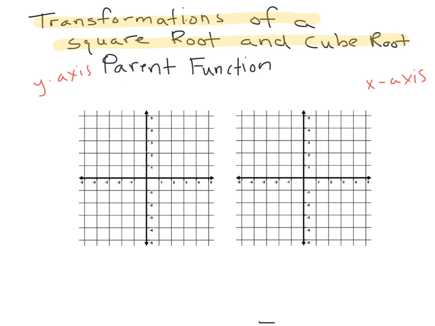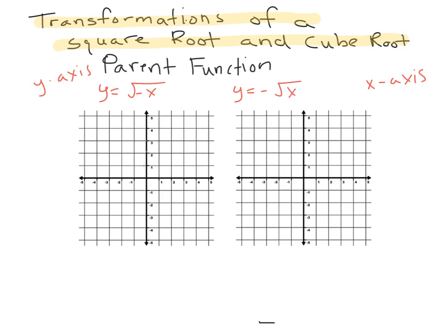Now, for it to be across the y-axis, remember, it depends on where the negative is located. If the negative is located inside next to the x value, then that means it's going to be a reflection across the y-axis. Now, if the negative was on the outside, okay, then that means it's across the x-axis.